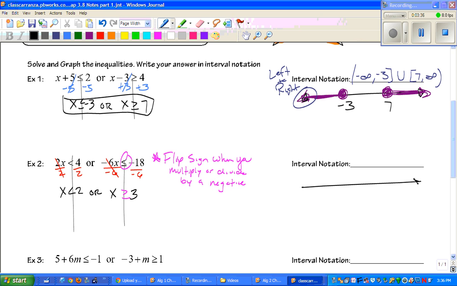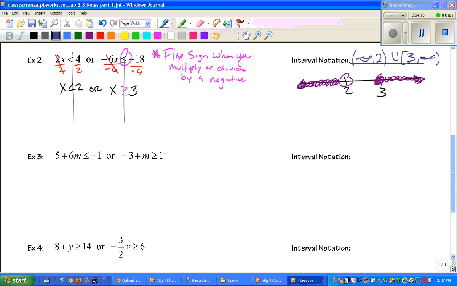So, drawing the graph again, we've got 2 and 3. At 2, it's an open circle, and we shade to the left of that. At 3, it's a closed circle, and we're shading to the right. So the interval notation of that would be -infinity to 2, and we're using parentheses there, union with closed bracket 3 to +infinity.